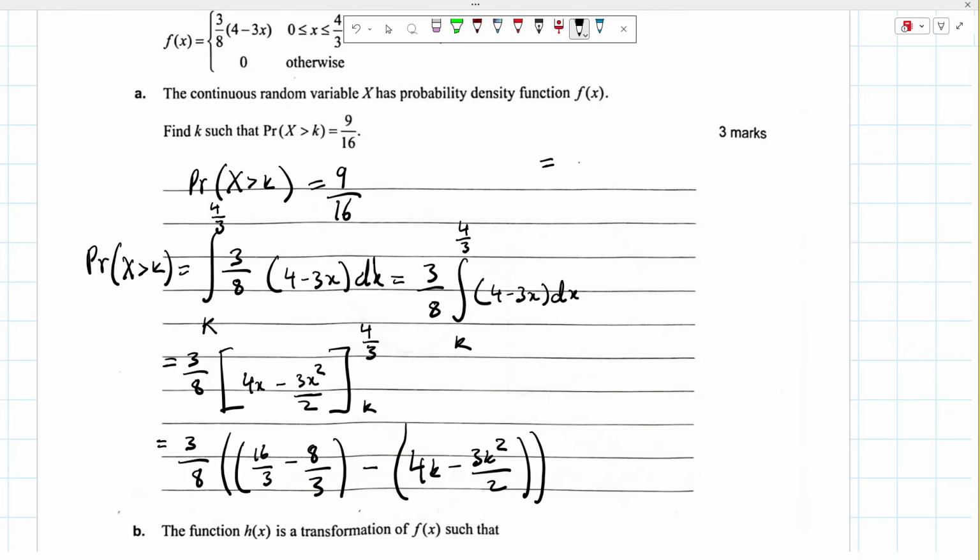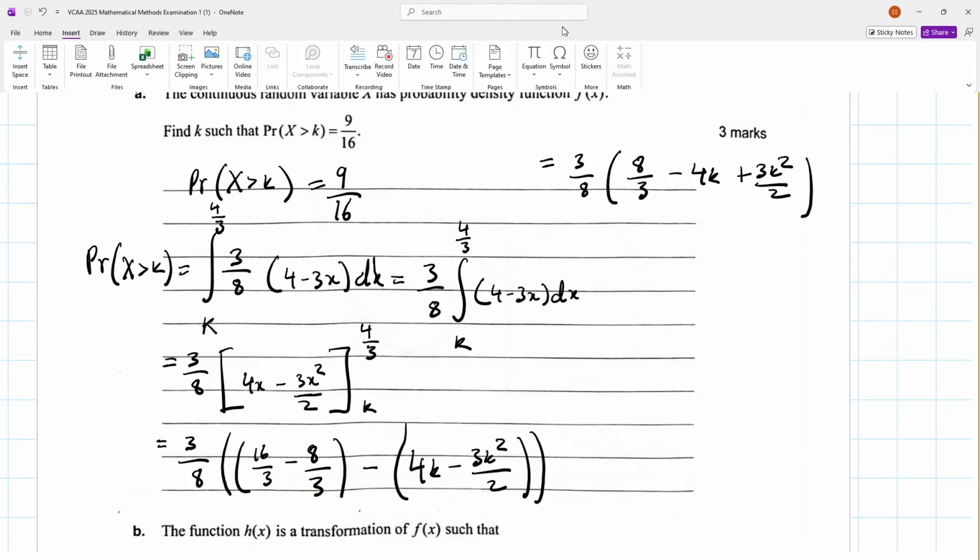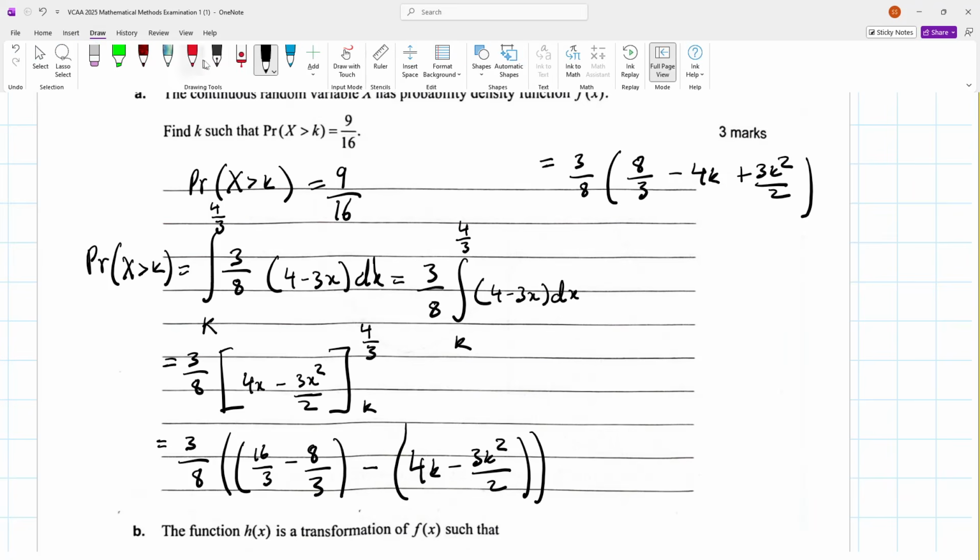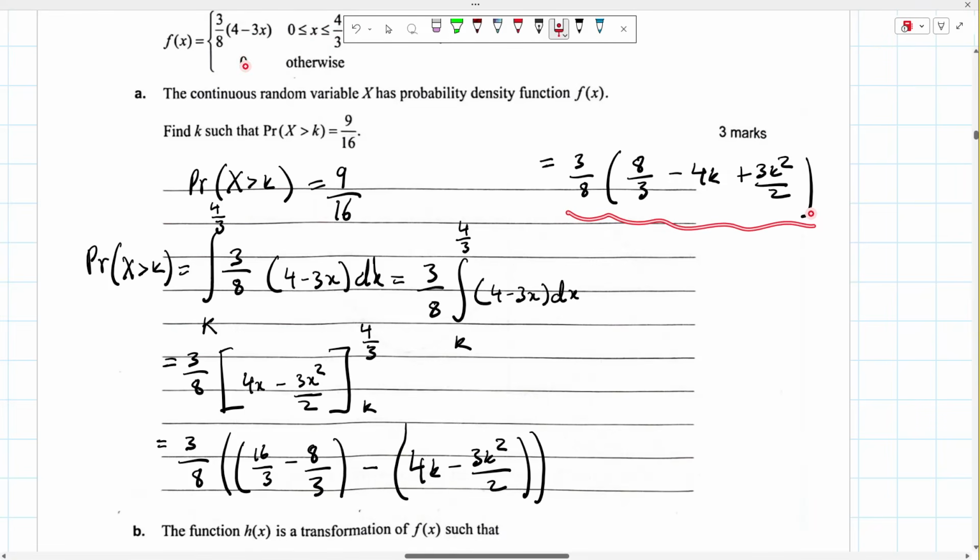Well, first of all, 16 over 3 minus 8 over 3 is just 8 over 3. Right? And then you have minus 4k plus 3k squared over 2. This is the probability. Oh, sorry. This is the probability that x is greater than k. This has to equal 9 over 16. Right?